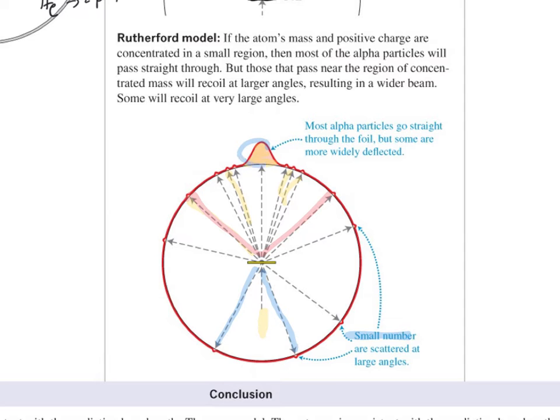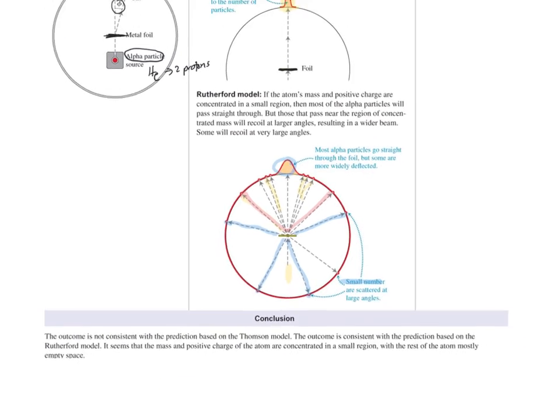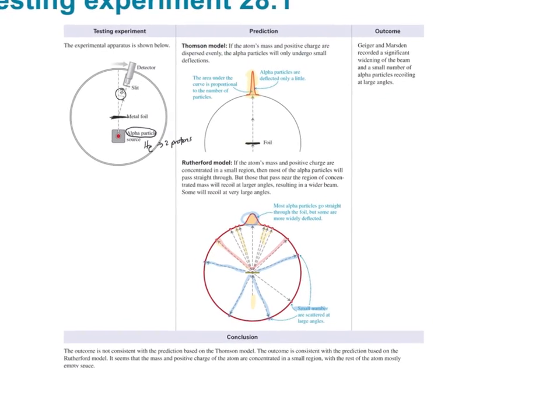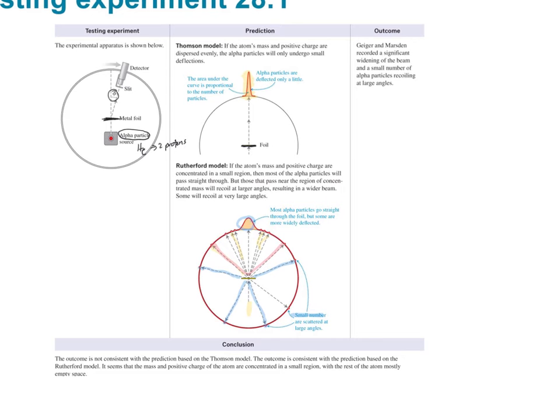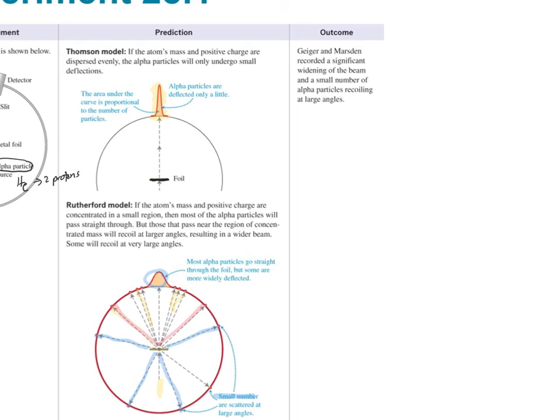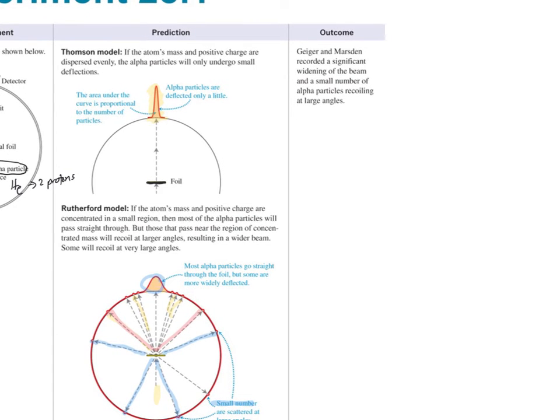The vast majority went right through, but there was nothing in the plum pudding model that would explain why some of them came almost straight back or deflected at extreme angles like this. So that experiment by itself required a new understanding of the atom, trying to figure out a model of the structure of the atom that would support that experimental result.